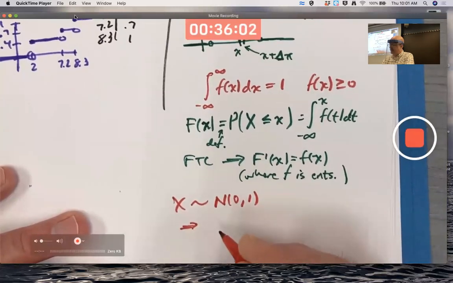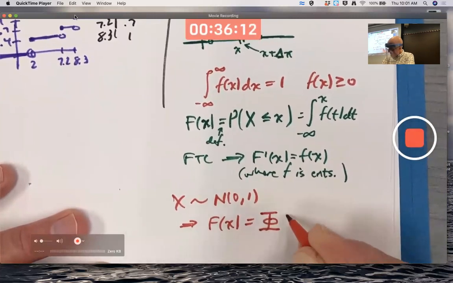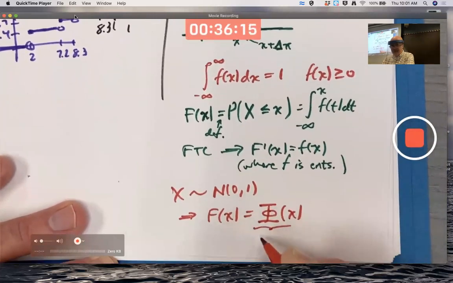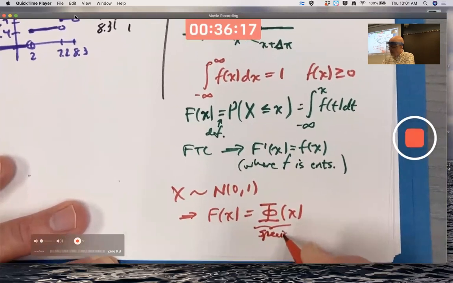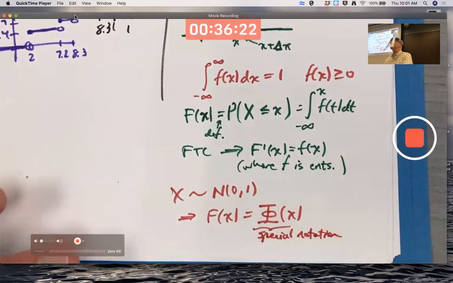That means capital F is sometimes written with a capital phi. Just a special notation that you'll see sometimes. Our book doesn't use it, but you'll see it other times. It's special notation for the CDF, the cumulative distribution function of a standard normal random variable. Just letting you know, in case you see it in some other book or online resource. I'm not going to emphasize that.